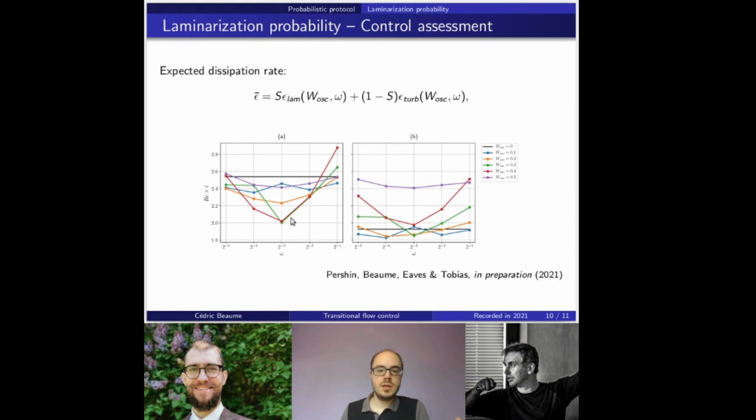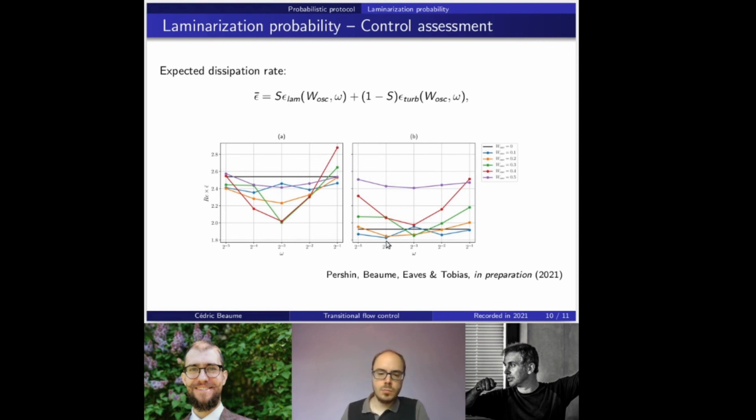Now, if instead of a uniform distribution for perturbation energies we have an exponentially decreasing distribution of these energies, then we end up with slightly different results, as shown on this panel here. Instead of being able to decrease the cost of the flow by 20%, we're only able to decrease it by 5%, roughly speaking, with, for instance, WOSC equals 0.1 in blue here, and this frequency for the forcing, or 0.2 in amplitude there.